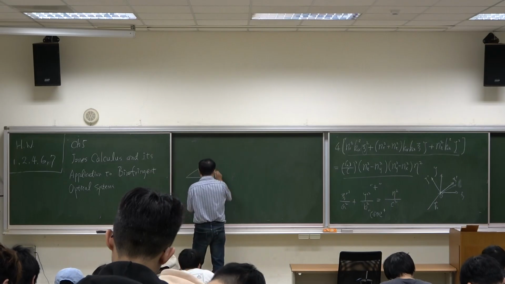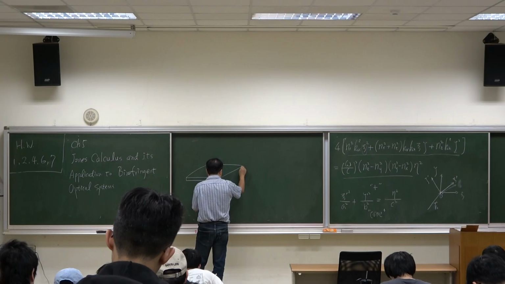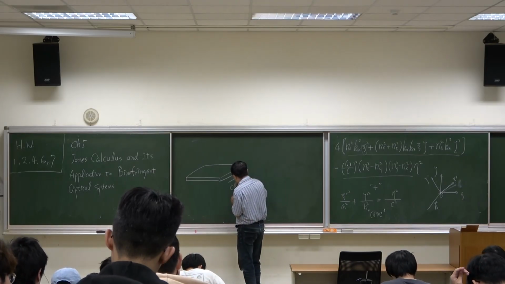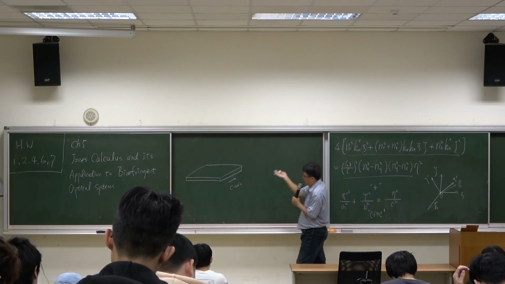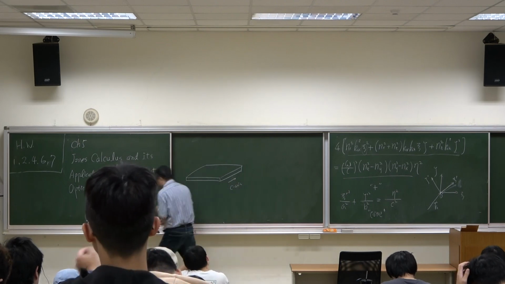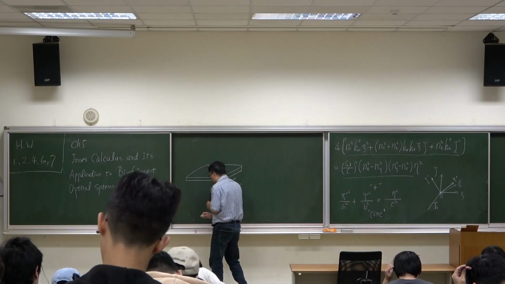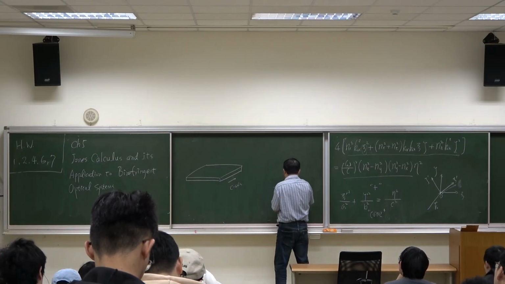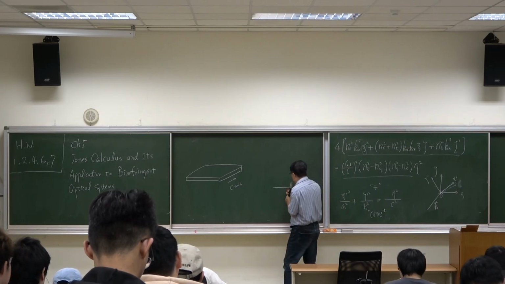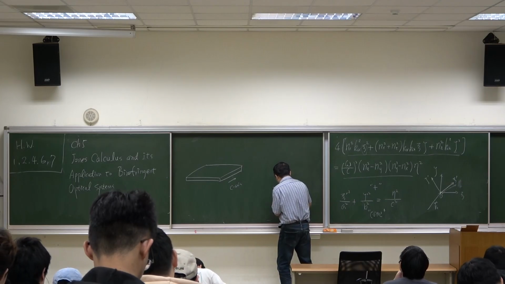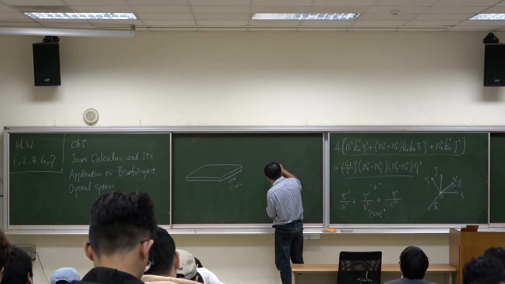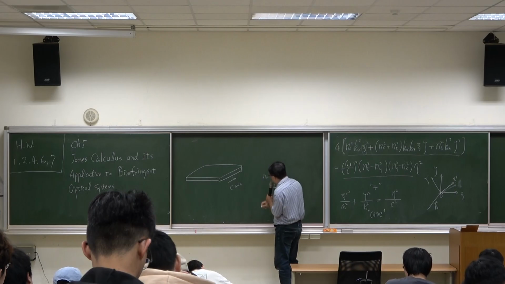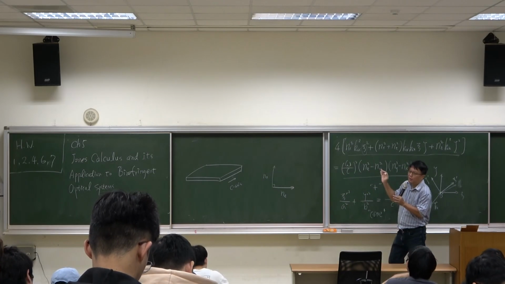Suppose we consider a piece of crystal, and suppose the c-axis is parallel to the surface of this piece of crystal. This means that when we look at this crystal, in this direction, say the c-axis direction, we have the corresponding refractive index NE, and in the direction normal to this direction, we have the corresponding refractive index NO. Now we consider a uniaxial crystal.